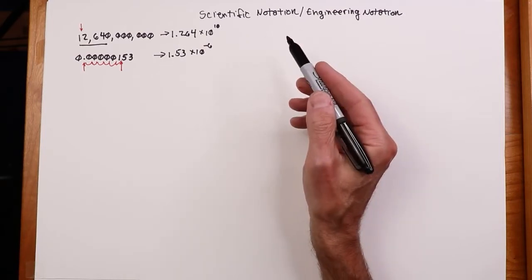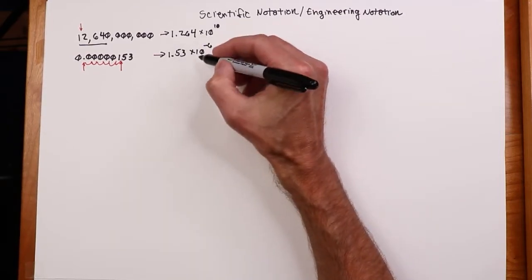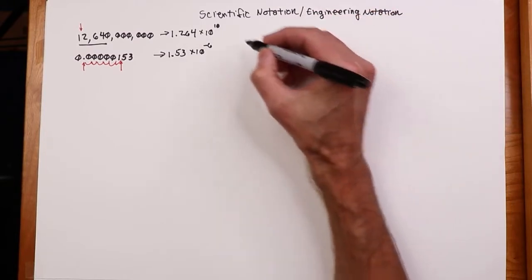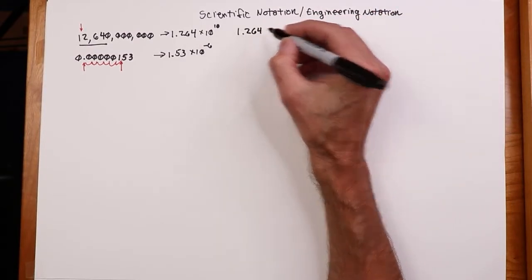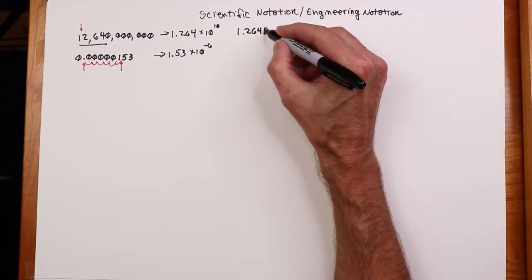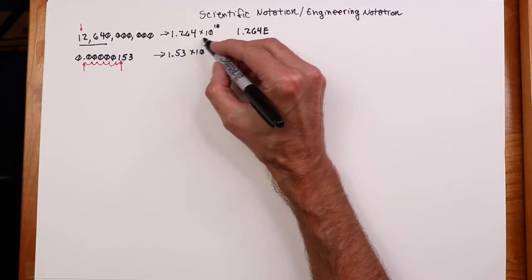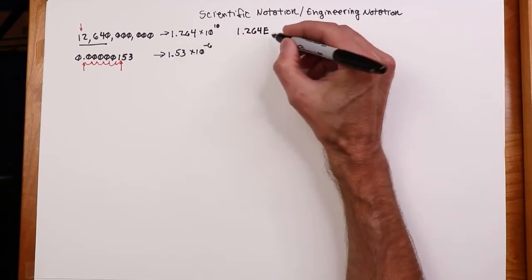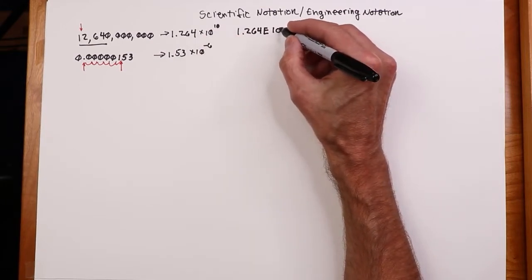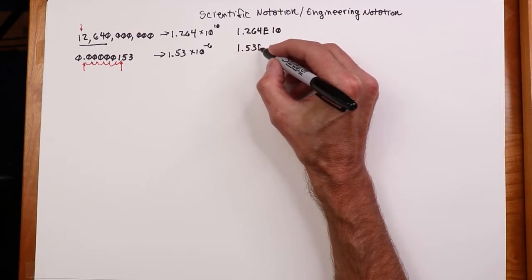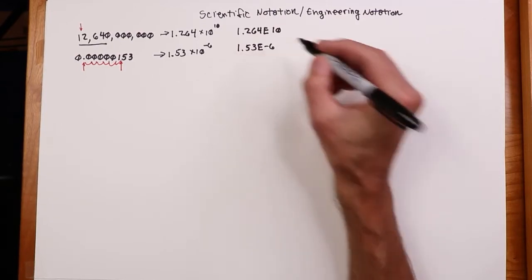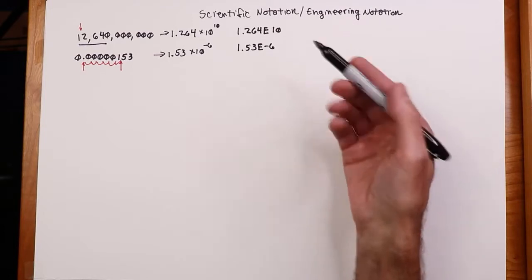A little shortcut for this, instead of saying times 10 to the, we would do this as you would on your calculator. You probably have an exponent button, so we just say E. E stands for times 10 raised to the. So I just say 1.264 E10. Here I would say 1.53 E minus 6. It's a much more compact way.